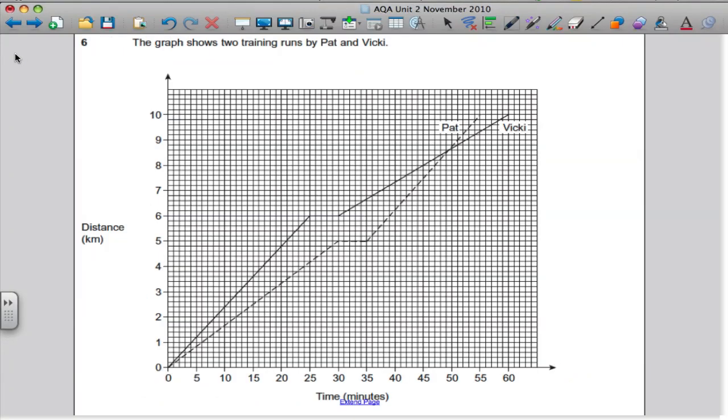Okay, moving on. Question 6. We've got a graph here showing 2 training runs by Pat and Vicky. Up this side is the distance in kilometers. So each big square here is a kilometer, and each of the big squares is divided into 5 smaller squares. So a small square must be equal to 200 meters then. Always worth doing this with questions just to get a feel for things. And across we've got time. So each big square is worth 5 minutes, so each little square is 1 minute.